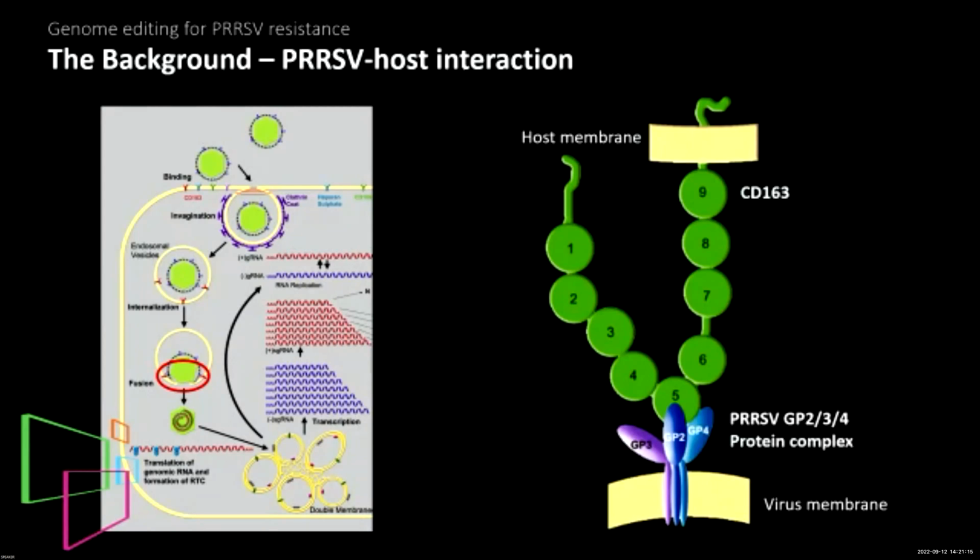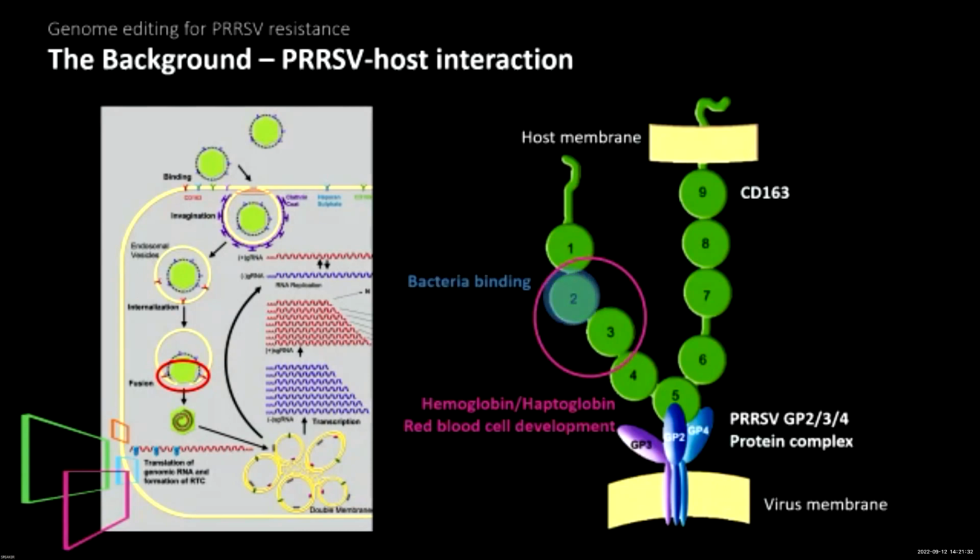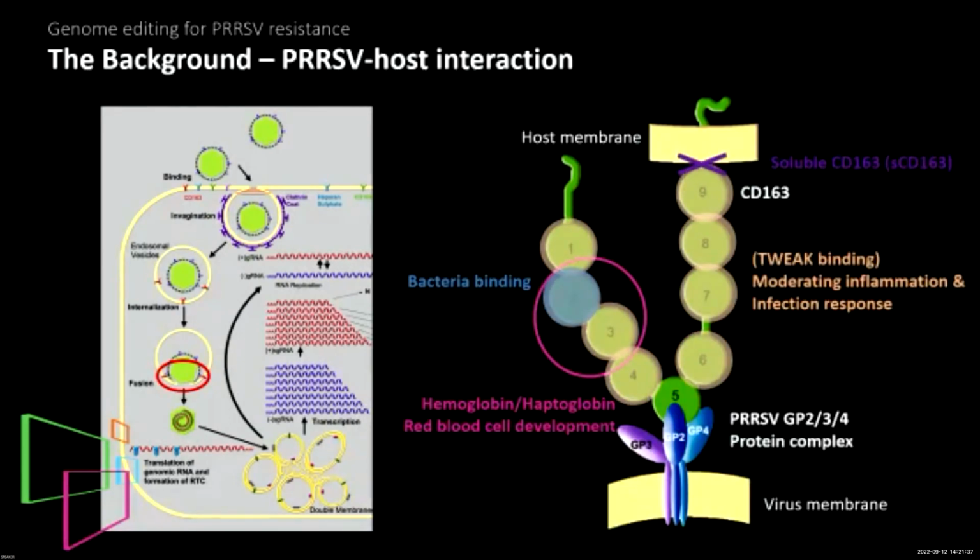However, here's the first problem that we face when we want to do genome editing. Every protein that we want to edit has a biological function. CD163 has many. It is a hemoglobin haptoglobin scavenger. It is important for red blood cell development. It binds bacteria and presents them to the immune system. It is important as a soluble version in orchestrating our immune system. But surprisingly, bead number 5 is still green. It hasn't got any biological function associated to it. But for some reason, evolution kept it there.